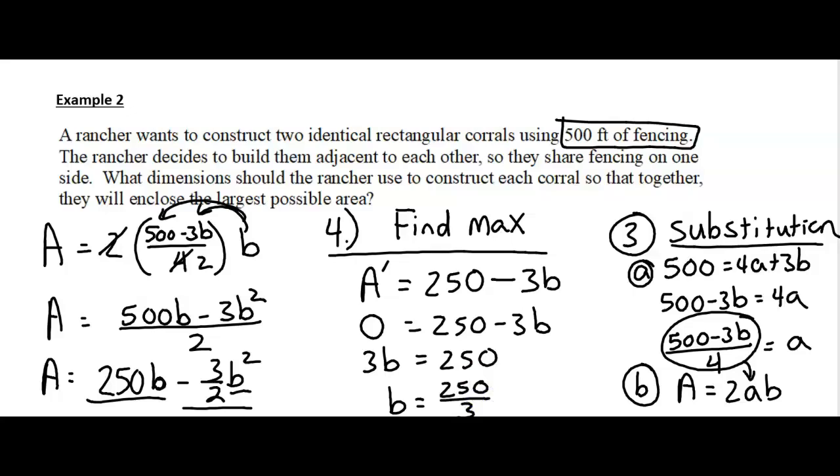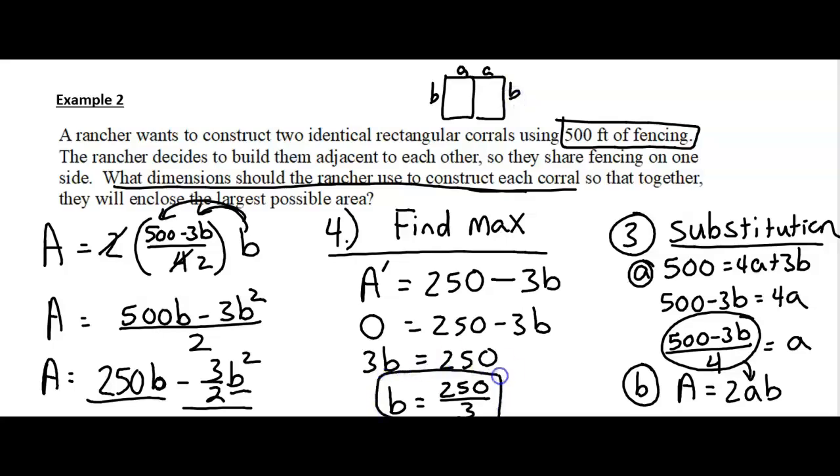And I end up with a b value of 250 over 3. All right, now the problem is asking us what dimensions should the rancher use? In other words, what is both A and B? And it says for each corral. So we have 2 of those corrals, and they both have the same dimensions, A and B. So we just need to find A and B. We've already got B, so I'm going to circle that. That's an answer we want to keep. And now we want to find out what A is.